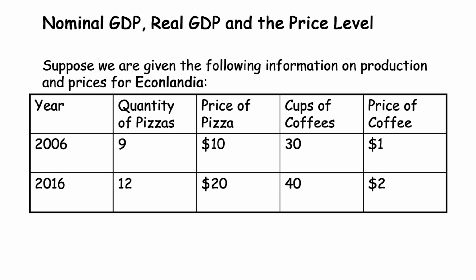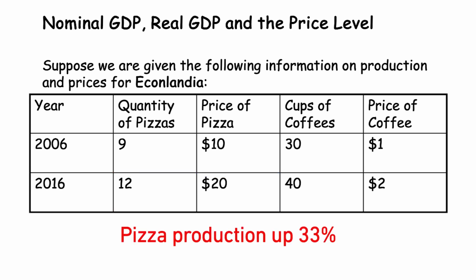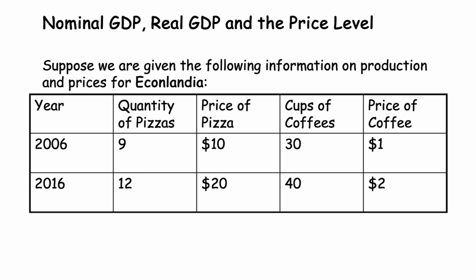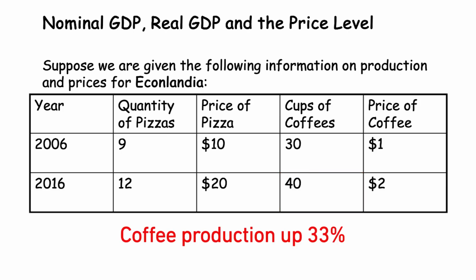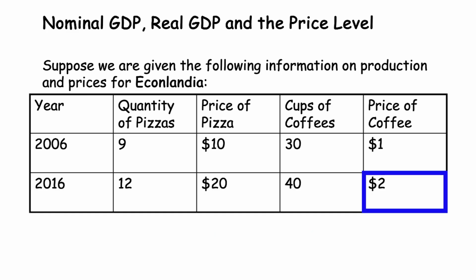Then if we look at 2016, the same economy now produced 12 pizzas. 10 years later, the price of a pizza has gone up to $20, so the price of pizza doubled. Production of pizzas went up by roughly 33%. Similarly with coffee, now we produce 40 cups of coffee in 2016. So production went up about 33%. The price of coffee also doubled. Now a cup of coffee costs $2.